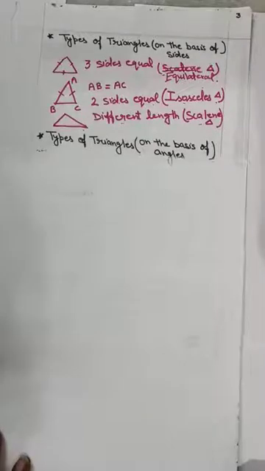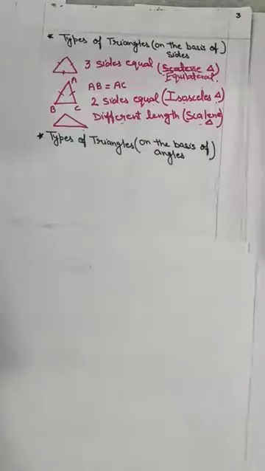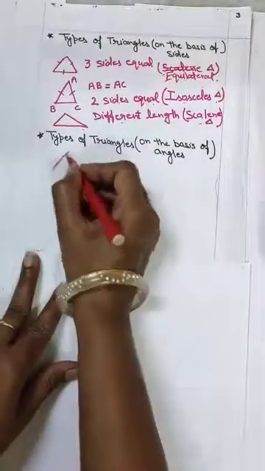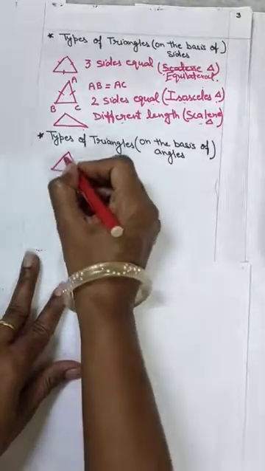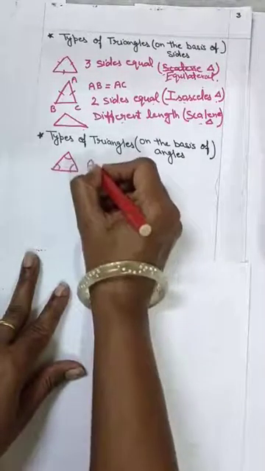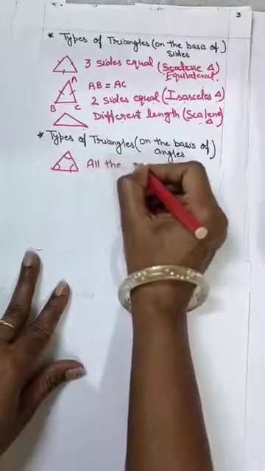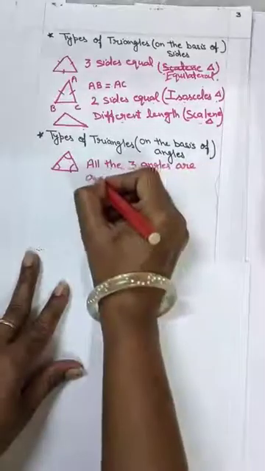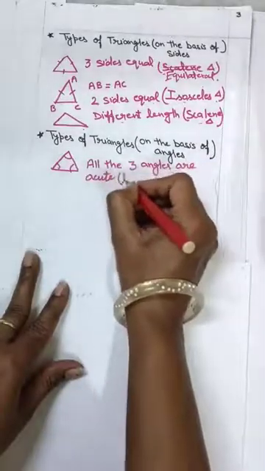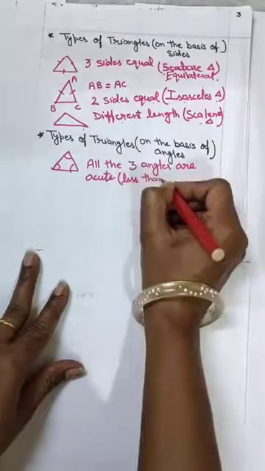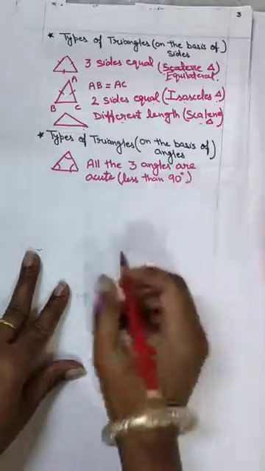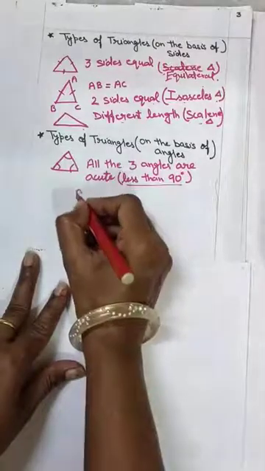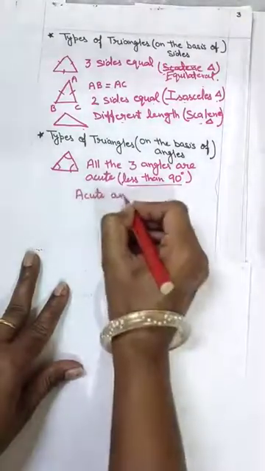Now we will do on the basis of angles. Okay, acute angle, right angle and obtuse angle. See now. If all the three angles are acute, acute means less than 90 degrees. In a triangle, if all the three angles are less than 90 degrees, then it is called an acute angled triangle.